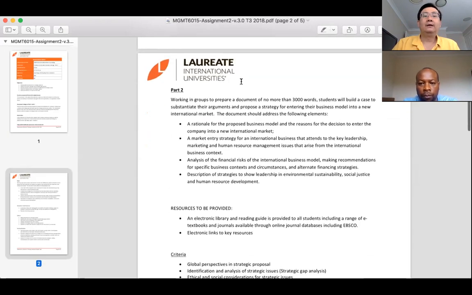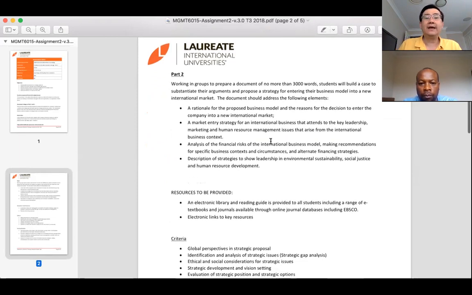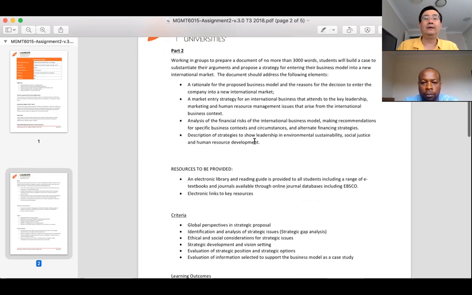Now, the second part is actually the continuation. I understand that you may have worked on different organizations in assessment 1, so you need to discuss with your team members which organization you want to select. These are the elements that we need to include in our assessment two: rationale, propose a business model, reasons for the decision, market entry strategy, which is the key point, and risks, and develop the strategy.